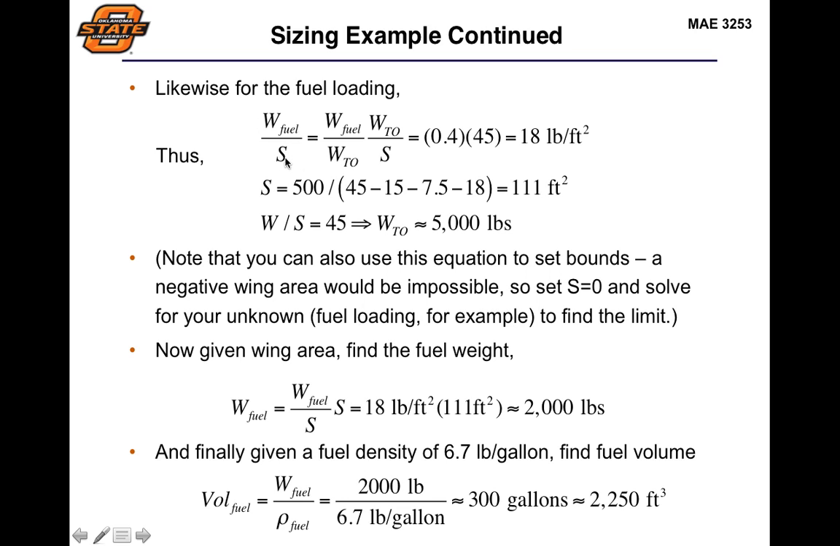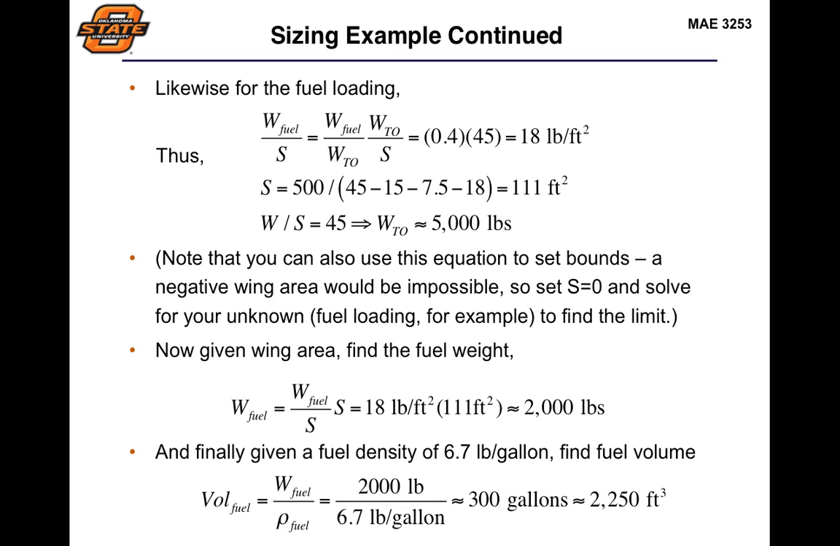So this gives us an engine wing loading value. Then we can do the same thing for fuel loading and calculate that value. Since we're given a weight fuel fraction of 0.4, we can calculate a wing fuel loading of 18 pounds per square feet. Then we can throw everything together. We have these 4 values of wing loading, and we get a wing area estimate of 111 square feet. Now once we have that wing area, since we're already given a wing loading value, we can also come up with an estimate for the gross takeoff weight. In this case it turns out to be 5,000 pounds.